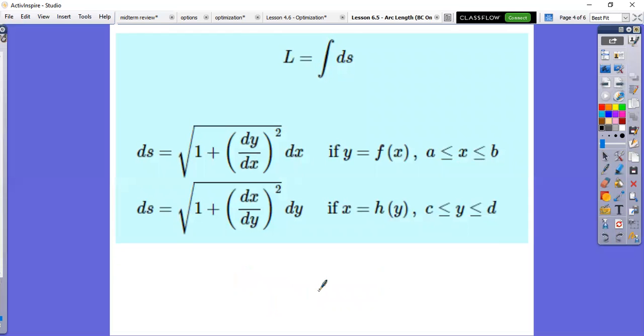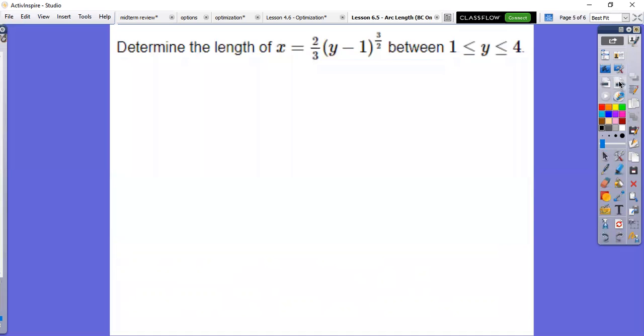So arc length is equal to the integral of ds, where ds is either the square root of 1 plus dy over dx squared or the square root of 1 plus dx over dy squared. It's going to depend on if it's in terms of x or in terms of y. If it's in terms of x, you're going to use dx. If it's in terms of y, you're going to use dy. So let's take a look at an example.